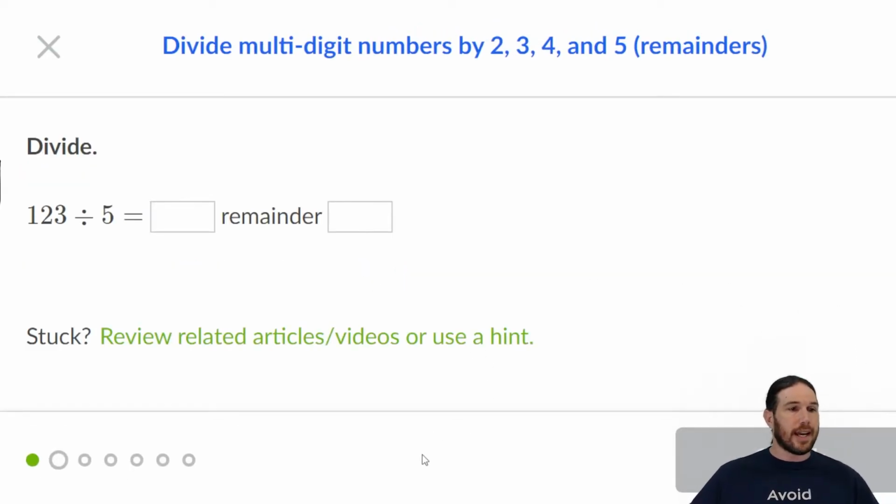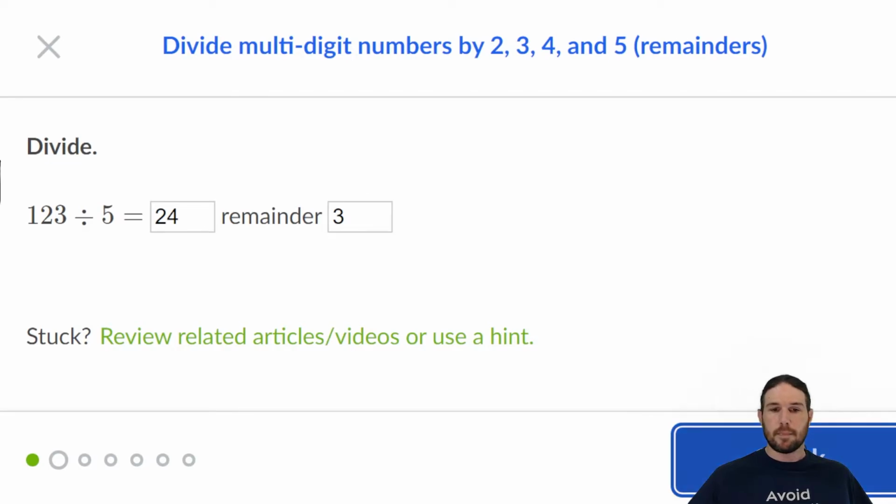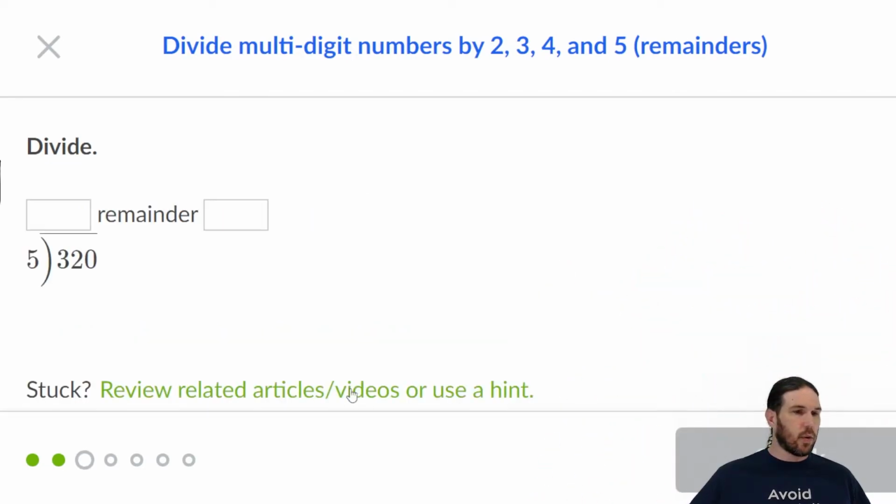Okay, divide. Well, I happen to know that 120 divided by 5 is 24. How do I know? Because again, I divide by 10, which is 12, then I double to get 24. And then the remainder that's left is 3. Next question.